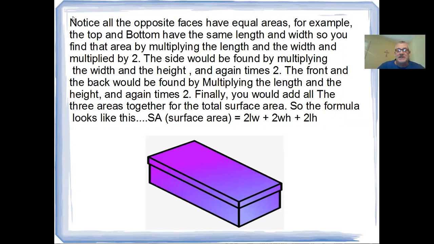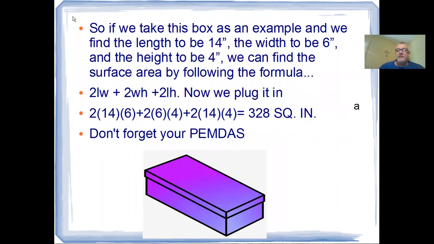So the formula looks like this. Surface area, known as SA, equals 2 times length times width plus 2 times width times height plus 2 times length times height. So if we take this box as an example and we find the length to be, say, for example, 14 inches and the width to be 6 inches and the height to be 4 inches, we can find the surface area by following the formula.